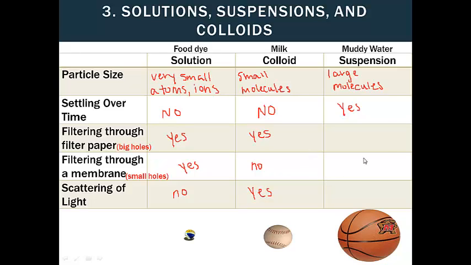Filtering through filter paper and fine membrane. These molecules are so big that they are bigger than the holes in the filter paper and in the membrane, so they do not pass through. Particles are too big. It's kind of like whenever you use your pasta colander and you strain out the water, the pasta pieces are too big to go through the holes. Same thing for suspension particles. And scattering of light, of course, is going to be yes, because these big, large particles can scatter lots of light.